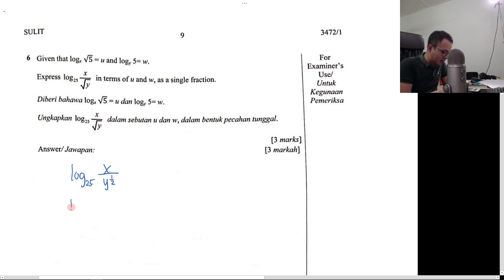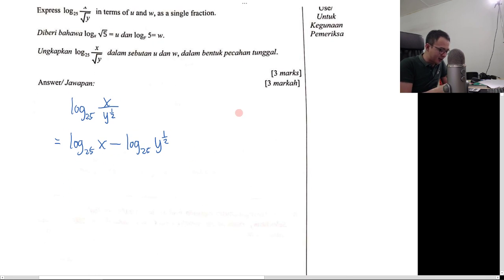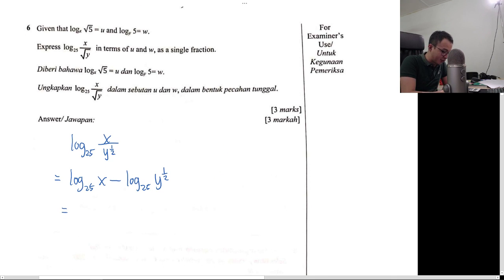And then in the log world, we know division means minus, so it becomes minus log 25 y power half, because x over y means x minus y if you expand it. I hope you can see that. The next thing I will do is, because I want to substitute the u and w here, I must have log x here, and I might have log y in order to substitute them.